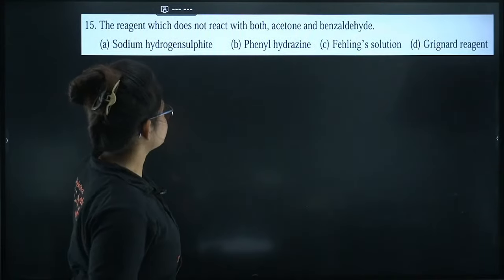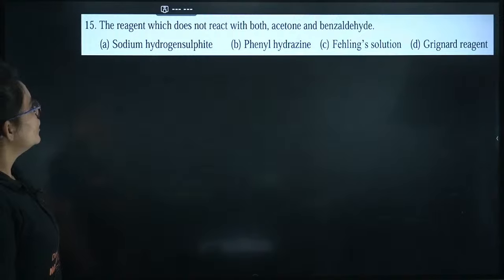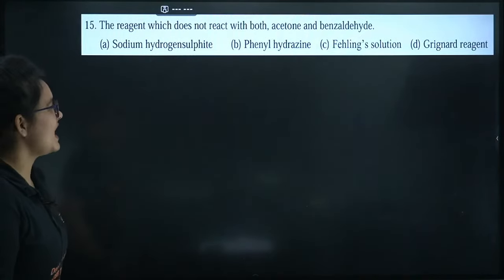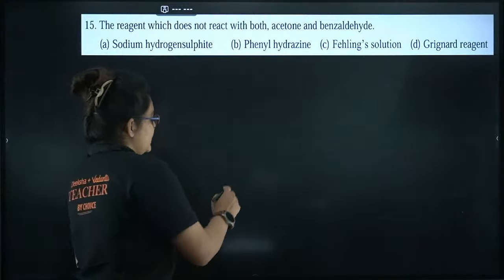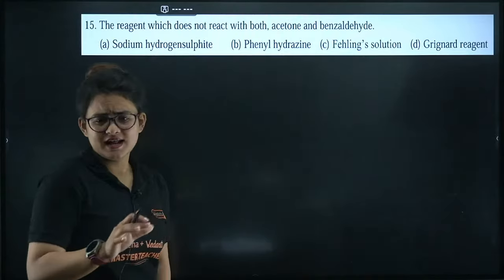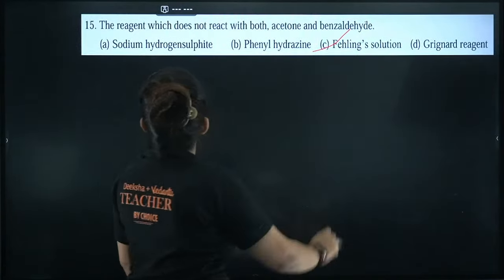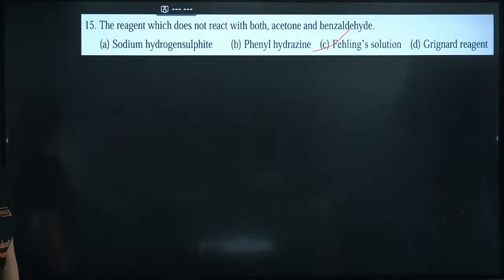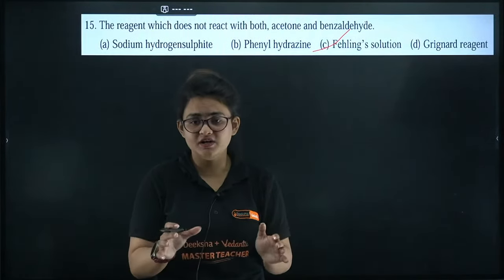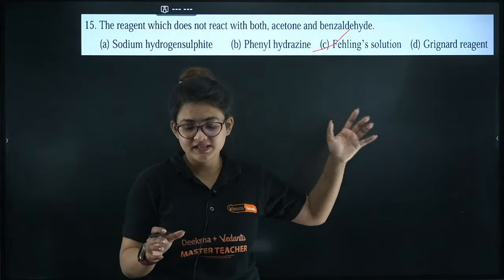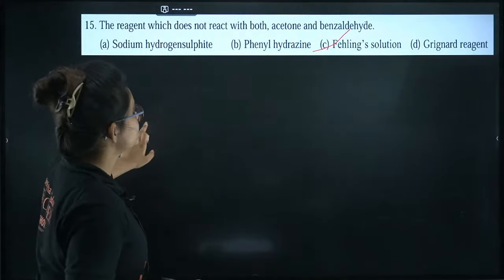Let's proceed. Here you can see the reagent which does not react with both acetone and benzaldehyde. Acetone is a ketone, right? And benzaldehyde is an aldehydic system. So let me just tell you, Fehling's reagent is going to be the answer, because Fehling's reagent is a very mild oxidizing agent. It cannot react with acetone, it cannot react with the ketone. It will react with the benzaldehyde itself. Let's proceed.